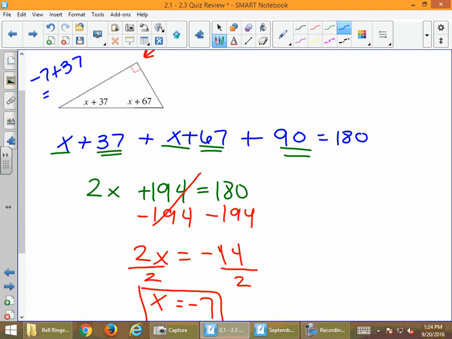What do we get when we do -7 plus 37? 30. We know this angle right there is 30. Take -7 and plug it in here. What do we get when we do -7 plus 67? 60. We know that angle right there is 60. We know that corner one, we don't need to find it. It's 90 degrees.